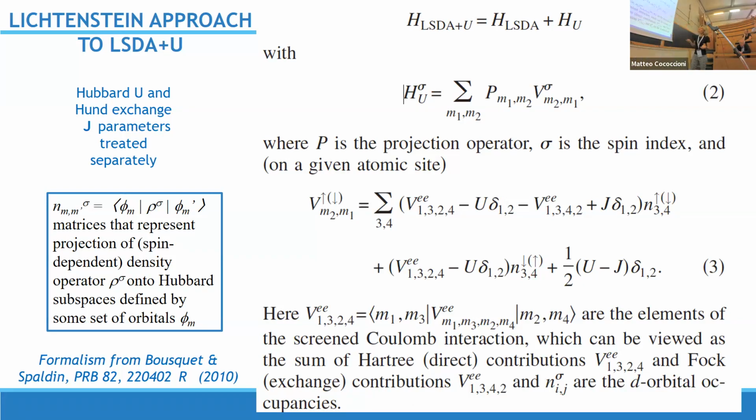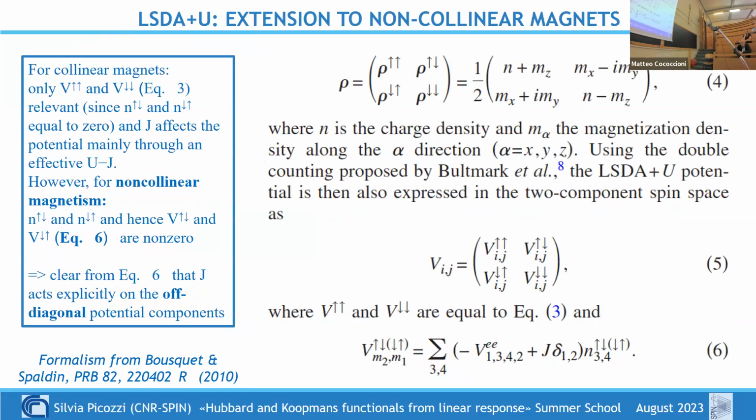So here is the Liechtenstein approach, as it was mentioned by Matteo and Yuri. The problem is that if you have a non-collinear system, then you not only have your density, right, with m plus mz and minus mz, but you also have off-diagonal terms. And so with off-diagonal terms, you can make an extension. I believe it was proposed by Eric Bousquet and Nicholas Spaldin, because you basically need to find an expression to add to this off-diagonal term. And so the expression they propose is this one. And you can see that basically it depends on J.